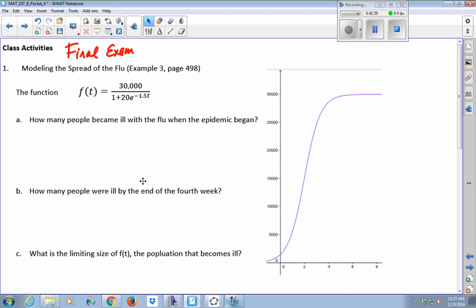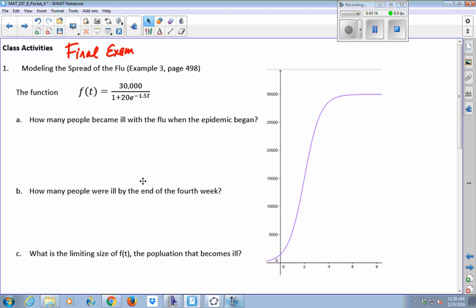You know what it means to divide. You know what it means to add in the denominator. You know what e is on your calculator. And then you just have this exponent. So if someone gives you a value for t, like this is a model right out of your book, the spread of a flu. Let's do the first one. How many people became ill with the flu when we first started recording the number of cases in the epidemic? So that's the initial value. How do I find the initial number of people? What do I put in for t?